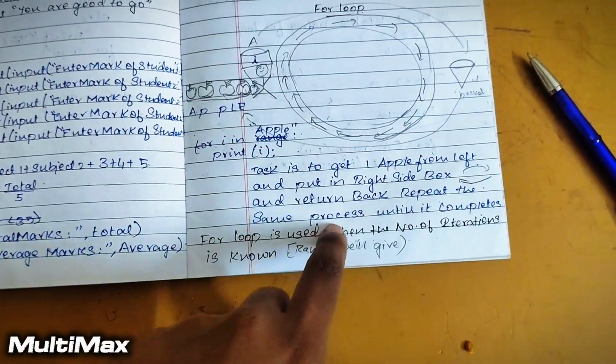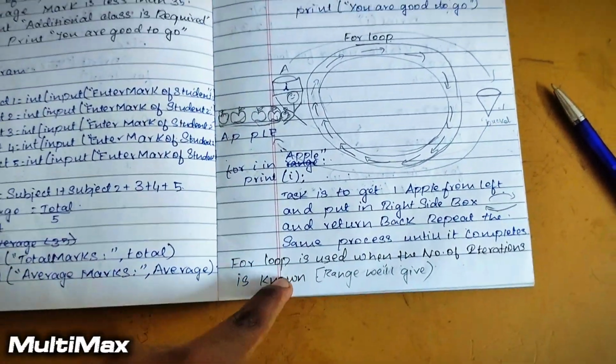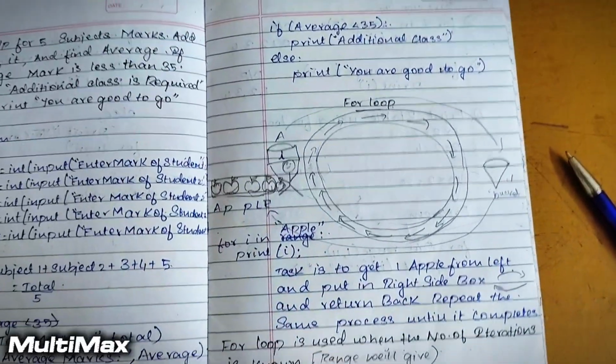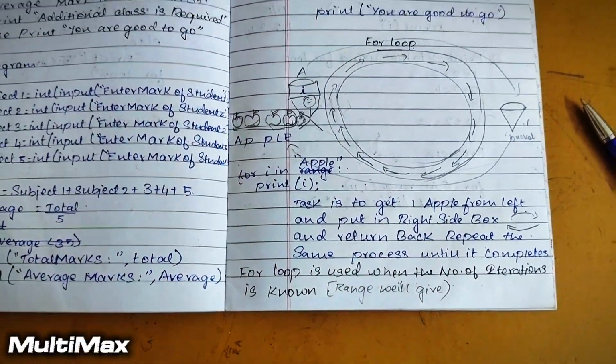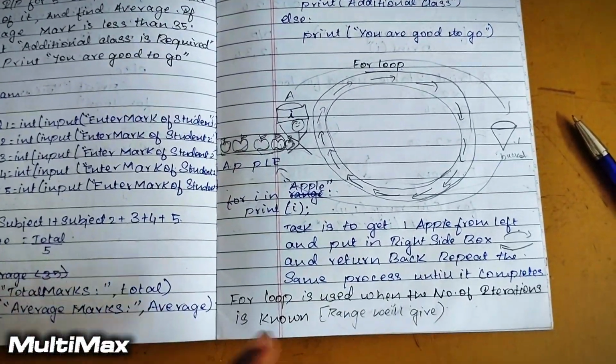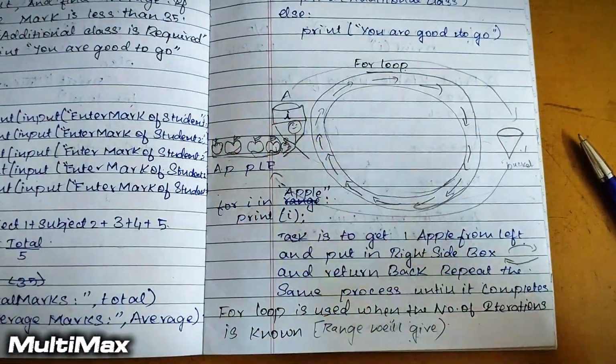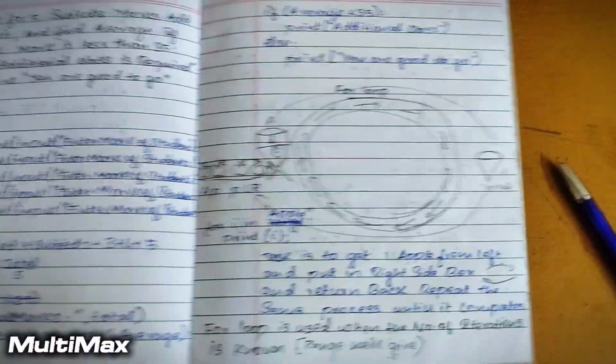For loop is used when the number of iterations is known. So this process will continue this many times. When we know that, the for loop will be executed. Range will be given. So that's the thing.